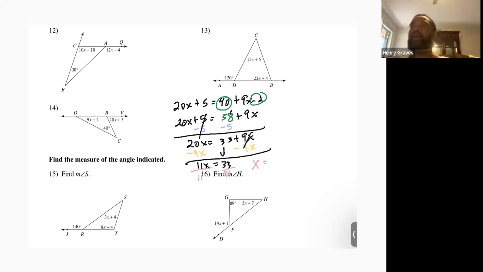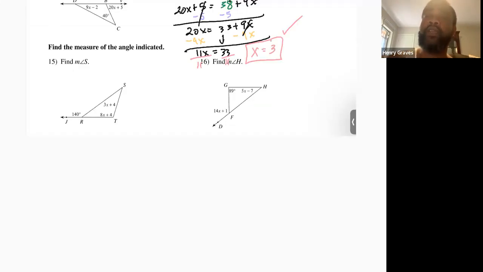Now, the cool thing about this, I'm going to go straight up to number 15 to find angle S, all right? So we are only concerned right now with this guy. But we still have to use the formula, because that guy and this guy added together gives me this guy right here, right? So let me go ahead and do my math.